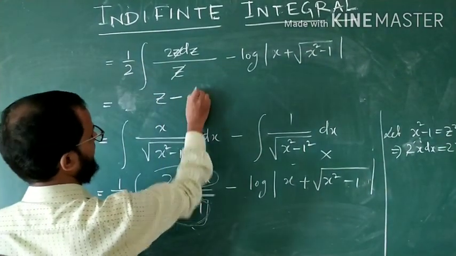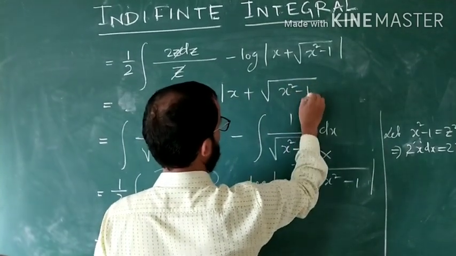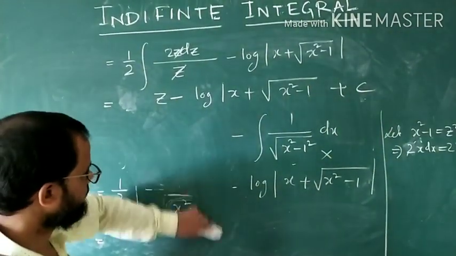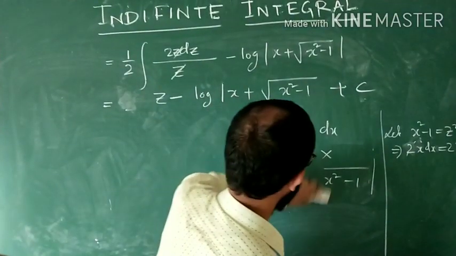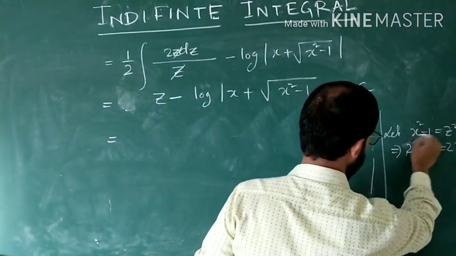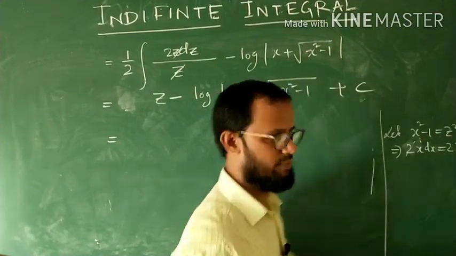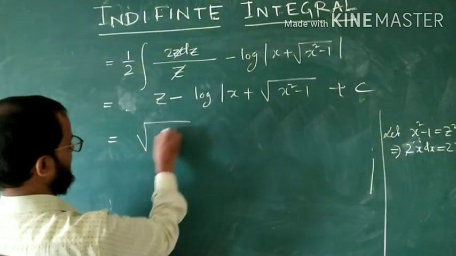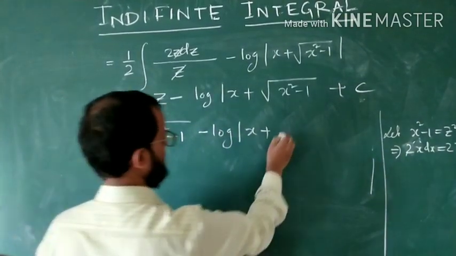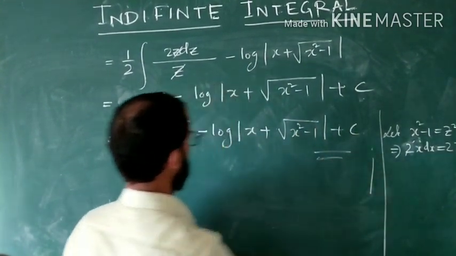z minus log modulus x plus root over x square minus 1. When integration is finished, you add a constant c. Clear? Finally, you can write z is equal to what? Your expression is what? x square minus 1 is equal to what? z square. So finally, क्या लिख सकते हो? z is equal to what? Root over x square minus 1. We can replace it: root over x square minus 1 minus log modulus x plus root over x square minus 1 plus c. This is the final answer.